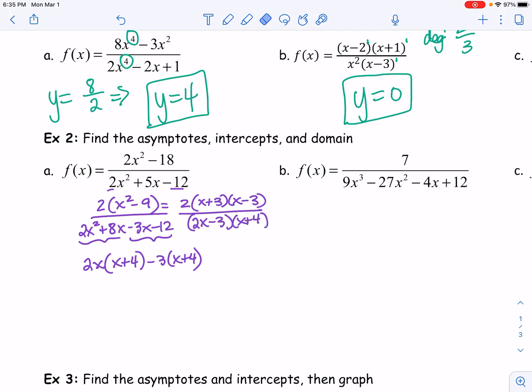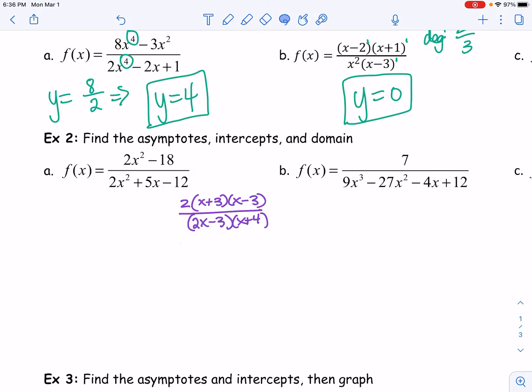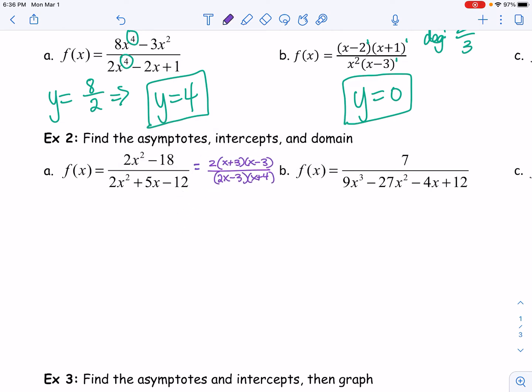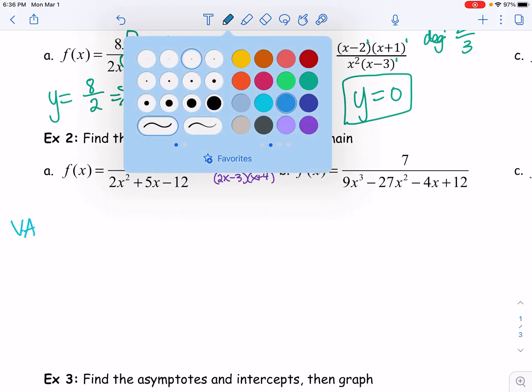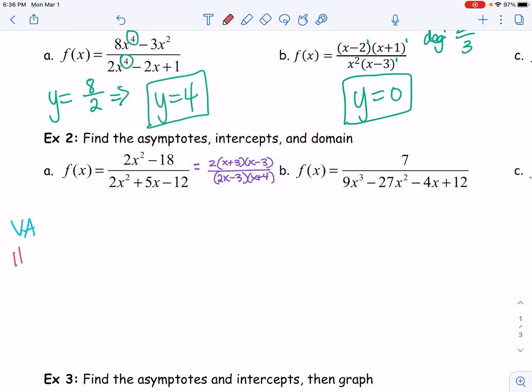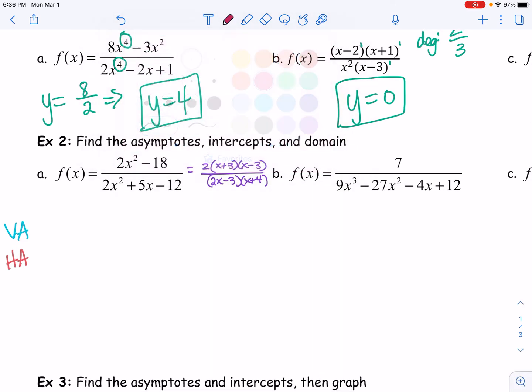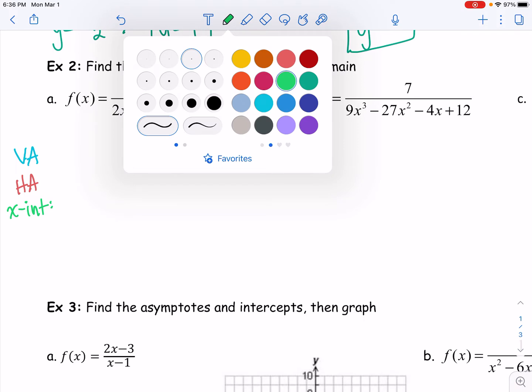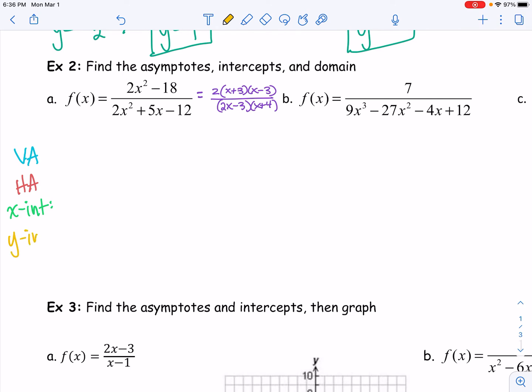So I'm going to erase all my work. That way I can have room for everything else. And I can go ahead and make this a little bit smaller and bring it up here. Perfect. And so now I can focus on finding my vertical asymptote, my horizontal asymptote, my x-intercept, and we'll go with yellow, y-intercept.